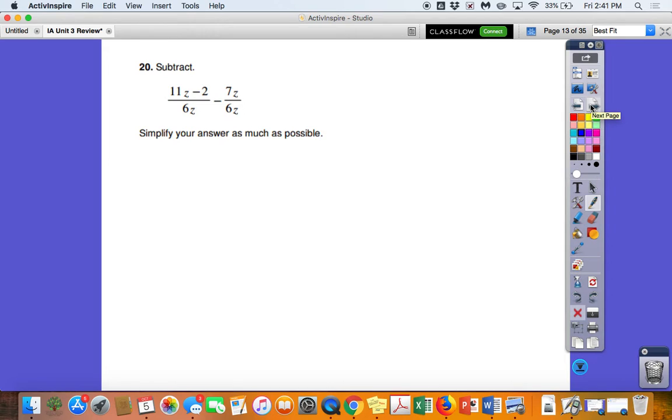Okay, on this one, again, you already have a common denominator, so we're not working that hard. You got your first one, and then minus, okay, if you want to, you can use parentheses, but you don't have a binomial, so it's not that crucial. So you just got 11z minus 7z is what, 4z? Minus 2 all over 6z.